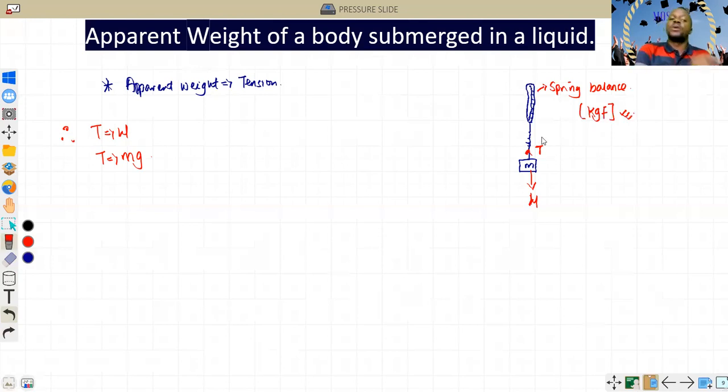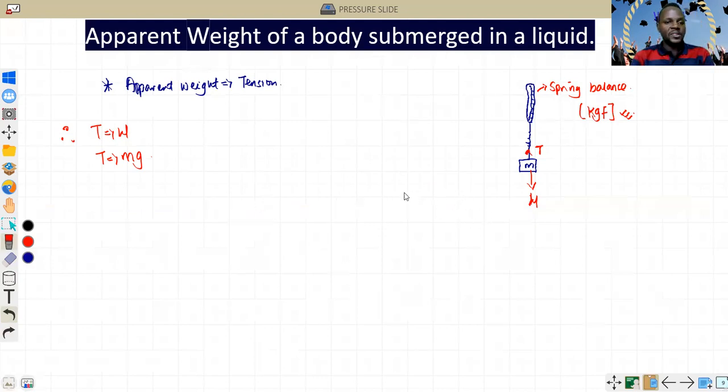Weight is generally measured using a spring balance. We know that the SI unit of weight is Newton, but when you are using a spring balance, we measure with kilogram force. Under the concept of forces, lift and elevator, we have studied this, and I believe we still remember all this stuff. And if not, we are here to understand it now.